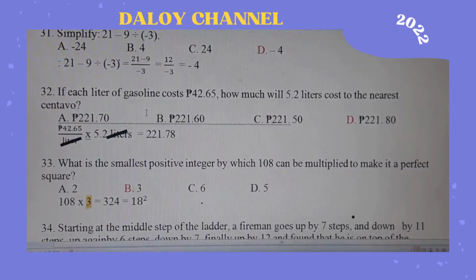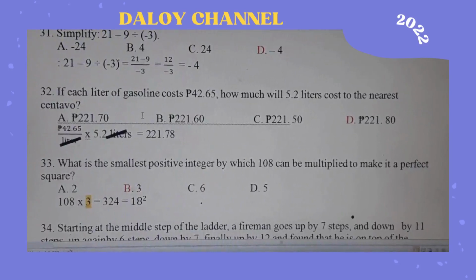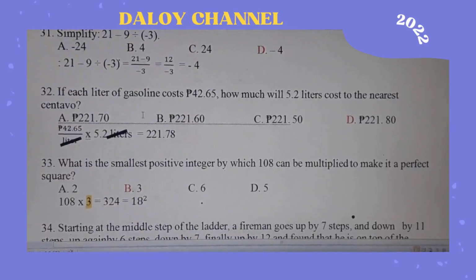Number 33. What is the smallest positive integer by which 108 can be multiplied to make it a perfect square?